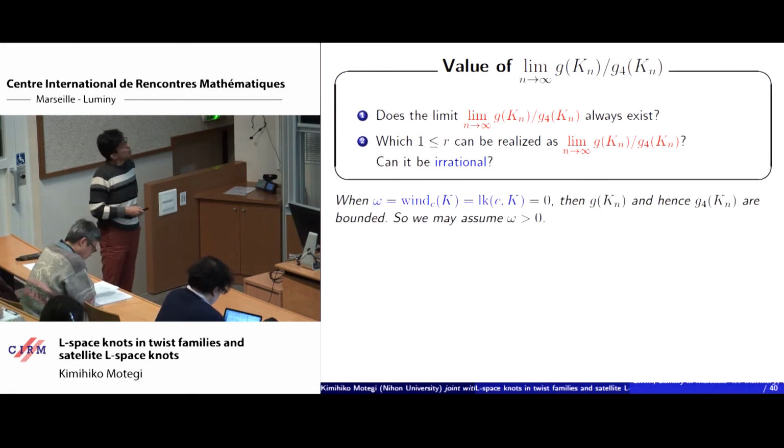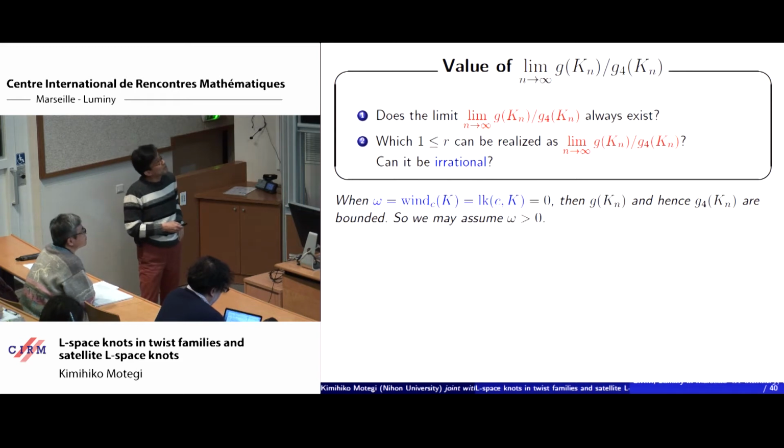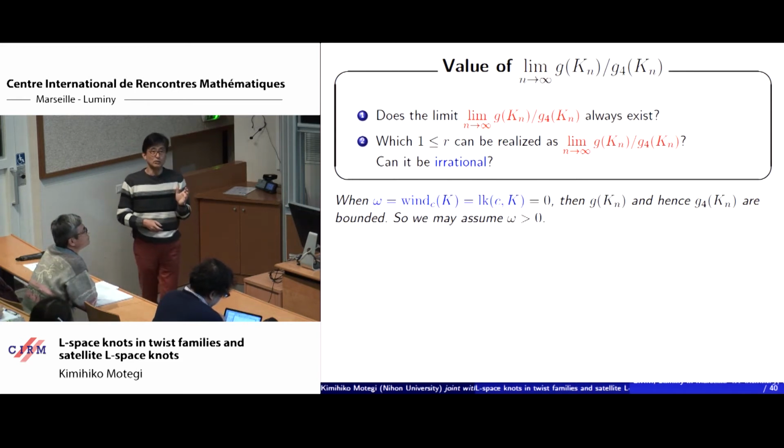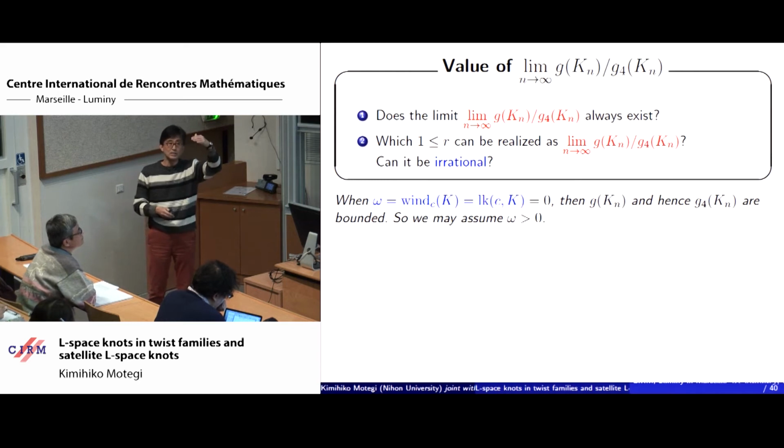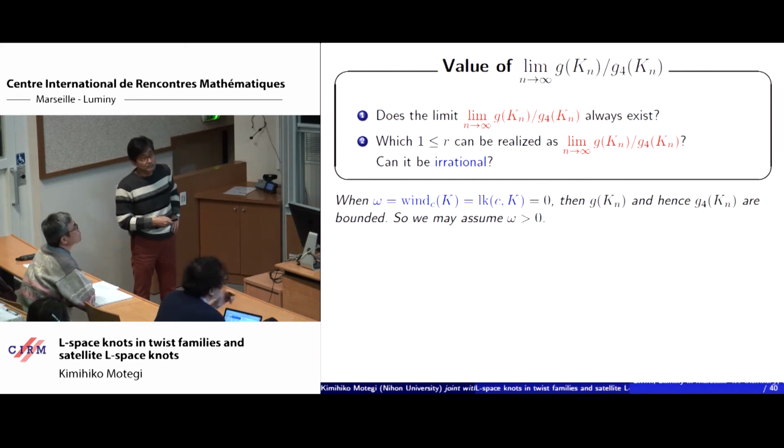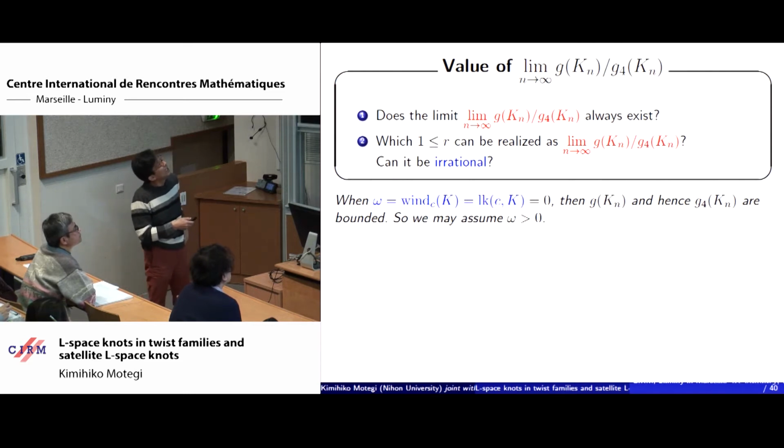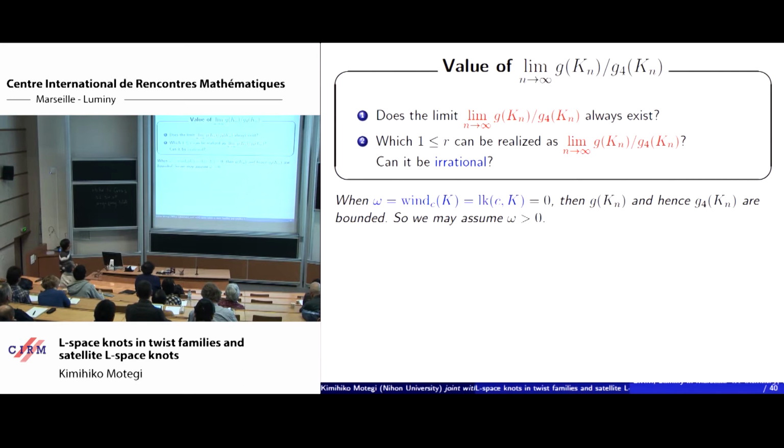When the winding number, or linking number, is 0, then we have a Seifert surface of K which is disjoint from C. So after twisting along C, this Seifert surface remains a Seifert surface for the twisted knot. Thus the Seifert genus of Kn, hence the slice genus of Kn, are bounded from above. So we may assume that the winding number is not 0, namely positive. Then our first result answers these questions.